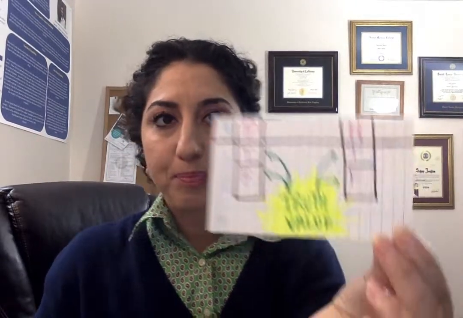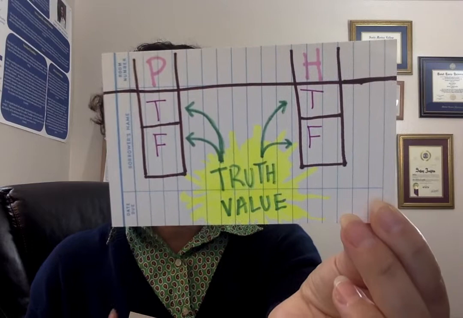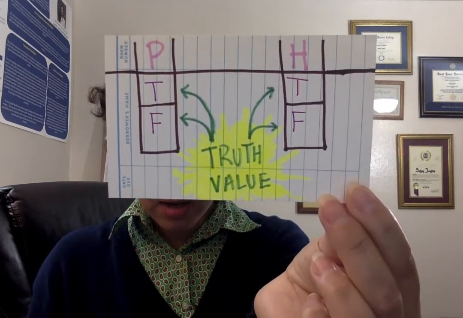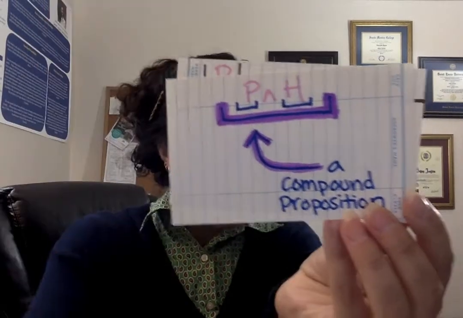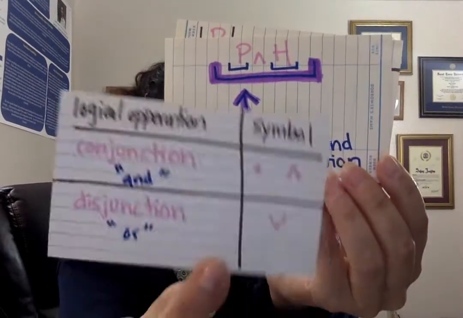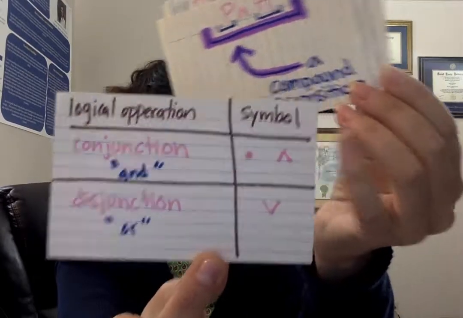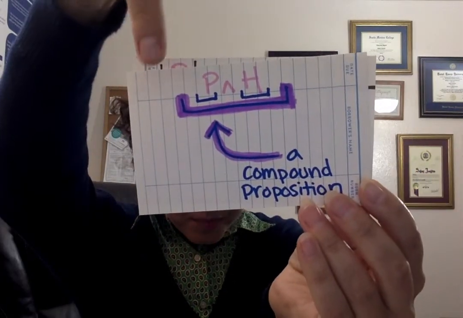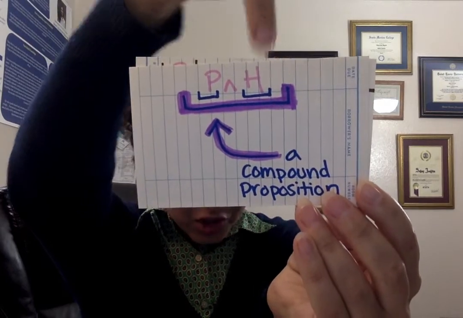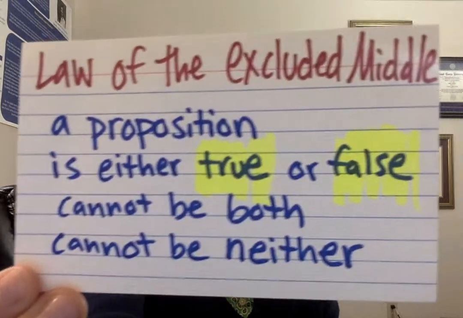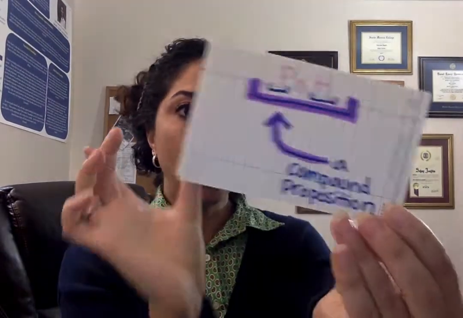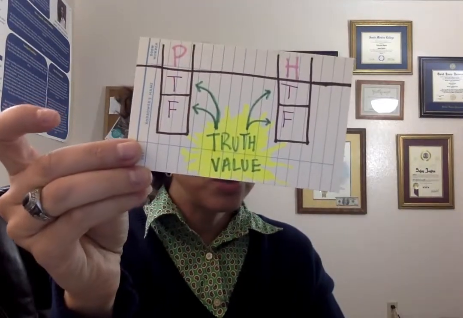When you put P, which is a proposition, together with H, which is another proposition, you get this compound proposition. That's your and symbol, that A without the line, a conjunction. This says P and H. That compound proposition is a proposition. And every proposition is either true or false, not both, not neither. That means that P and H, as a compound proposition, has a truth value.